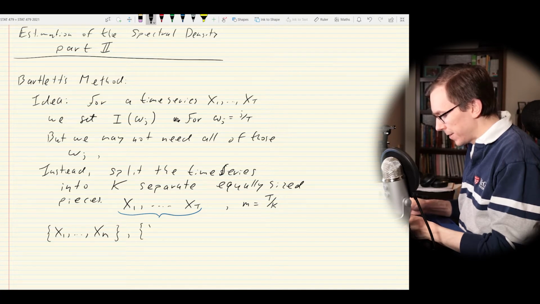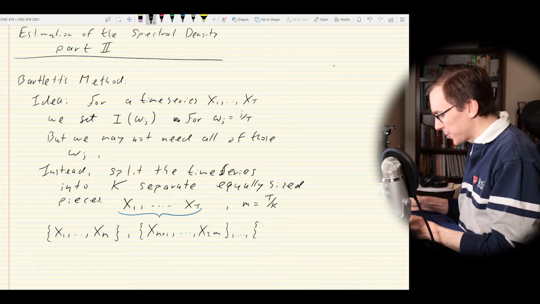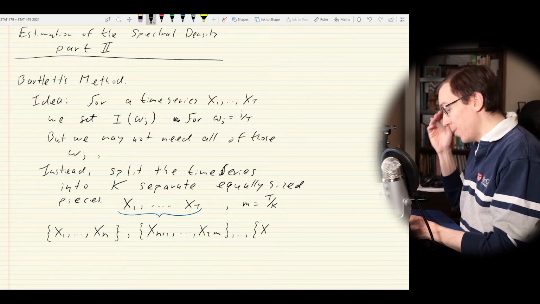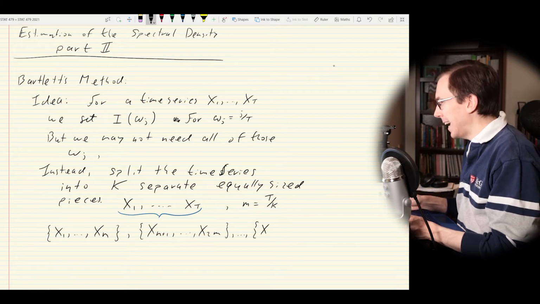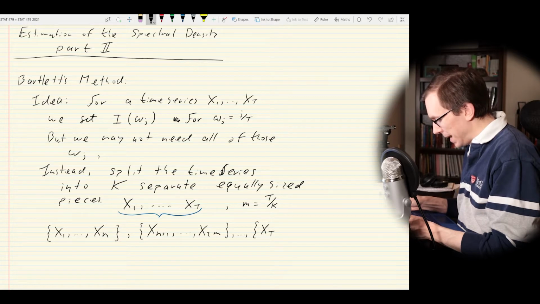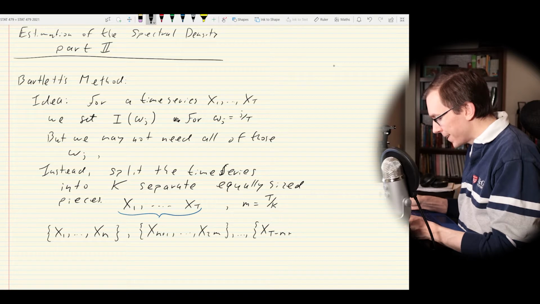So we'll start here from m plus 1, go all the way up to 2m, and this will continue until we have our final piece, which would be what? It's going to be T minus m plus 1 all the way to the final point.